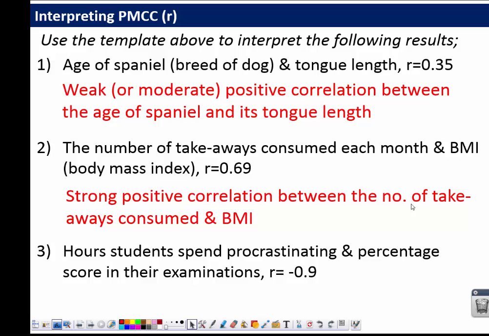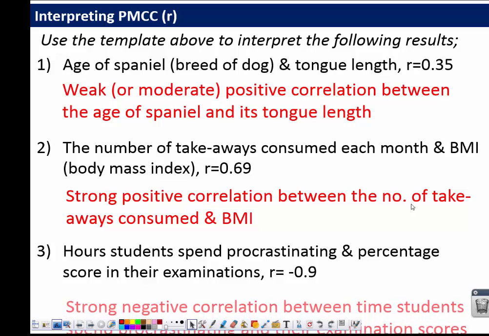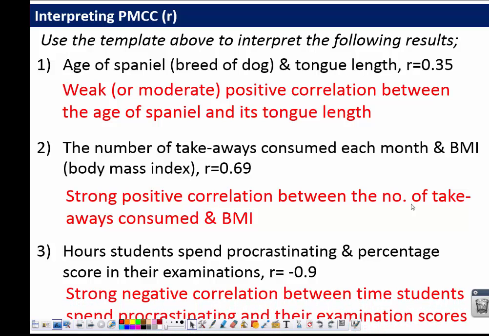The final question, the hours a student spends procrastinating and percentage scores in their examinations. Now, R has a value of minus 0.9, so it's negative. It's 0.9, so that's a strong correlation. So it's a strong negative correlation between the hours students spend procrastinating and the percentage score in their exams. I.e., the longer a student spends procrastinating, the lower scores they get in their exams.